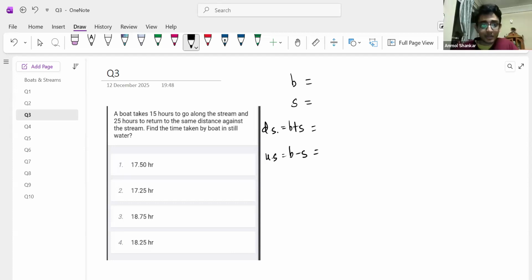Okay, thank you Bharatashwin. In this question, this is one rare question where we don't need all of this. You can see in the question they have not used the words upstream and downstream. They have given along the stream.